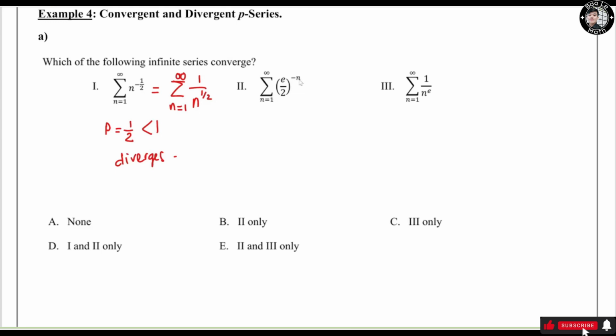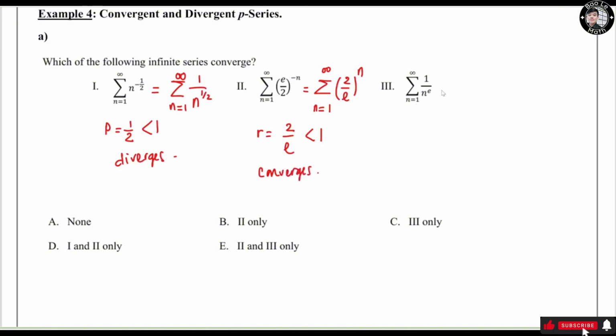Now, question 2. This is to the power of negative n. We can rewrite this one as sigma when n goes from 1 to infinity of (2 over e) to the power of n. And this one is not a P series. This is actually a geometric series where the common ratio equals 2 over e, less than 1, because e equals 2.71828. So then the geometric series converges.